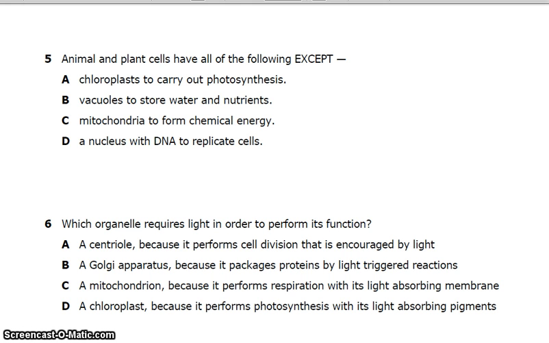Question 5. Animal and plant cells have all the following except chloroplasts to carry out photosynthesis, vacuoles to store water and nutrients, mitochondria to form chemical energy, a nucleus with DNA to replicate cells.